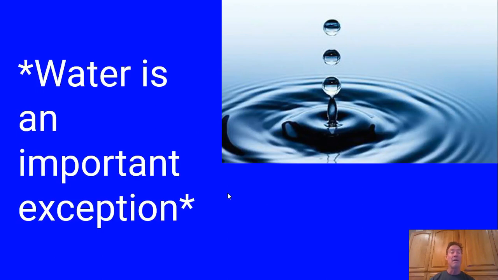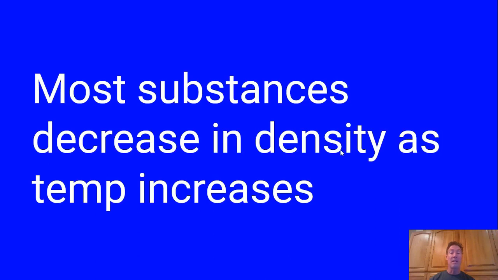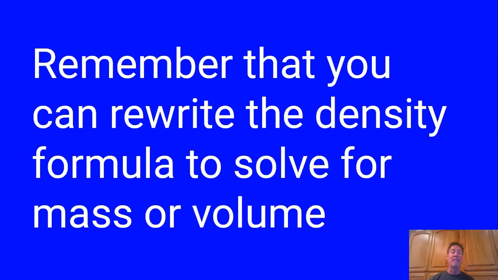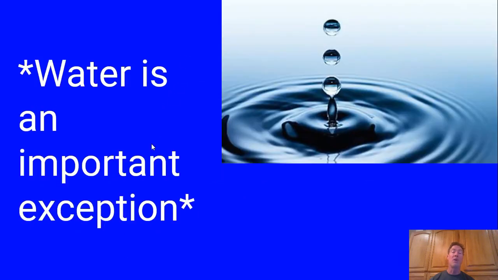But as we've already seen, water, when it gets cold, instead of decreasing in density, the reverse is true. So most substances decrease in density as temperature increases, which means that as temperature decreases, they increase in density. But water doesn't. As water gets colder, it decreases in density, which allows ice to float on top of water, which is why ponds don't fill up with pancakes of ice and kill everything inside.